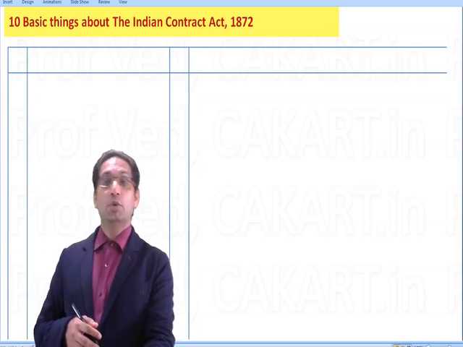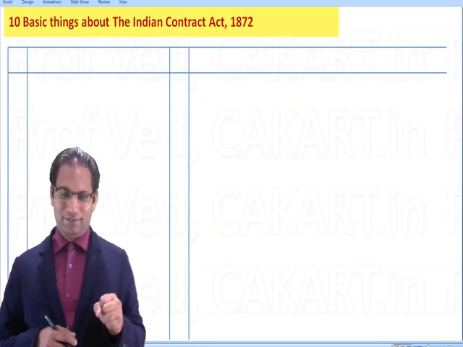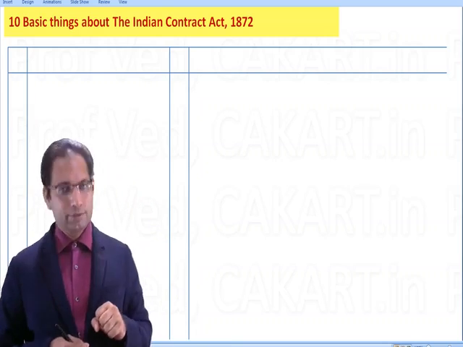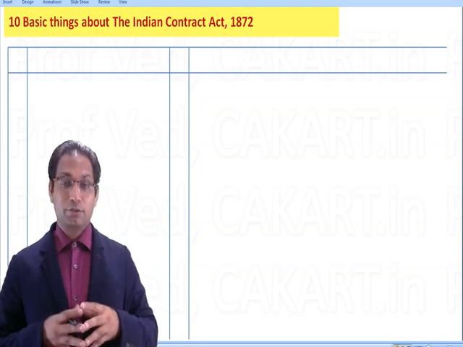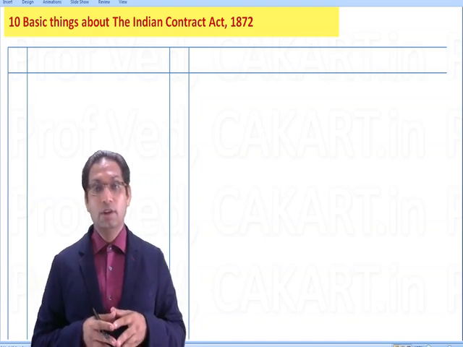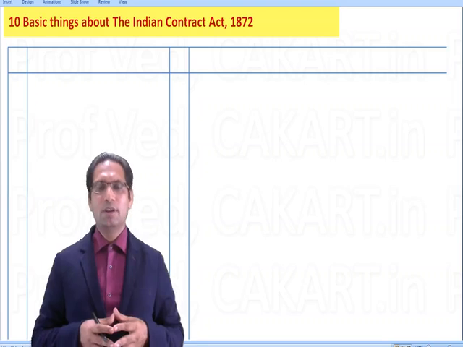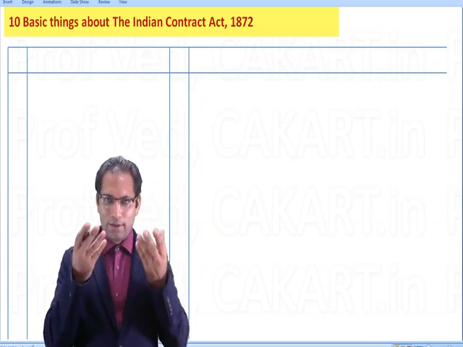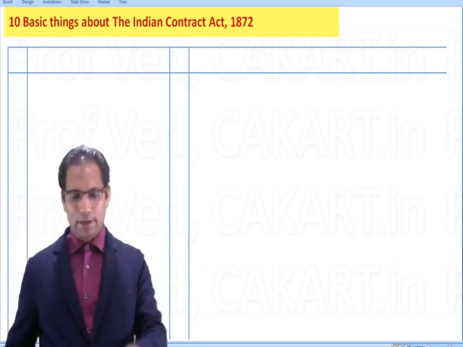Okay, class, so I'm going to discuss 10 things, 10 important things, basic things, but important things about the Indian Contract Act 1872. But before I discuss such things with you, I would like to at least show you first how this act looks, how it is printed, how all the provisions are provided. Okay, so let's quickly have a look.